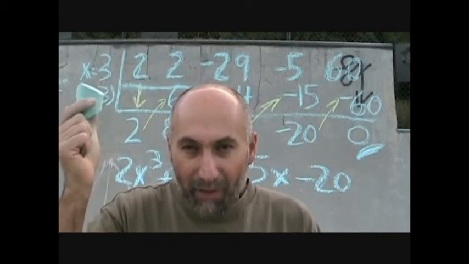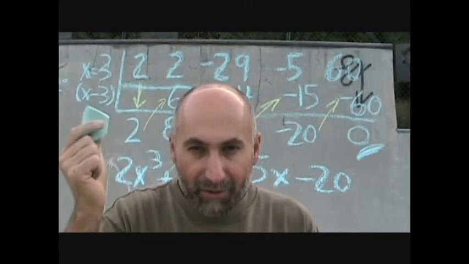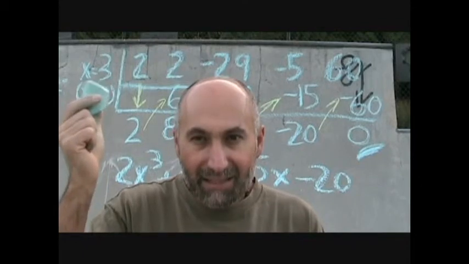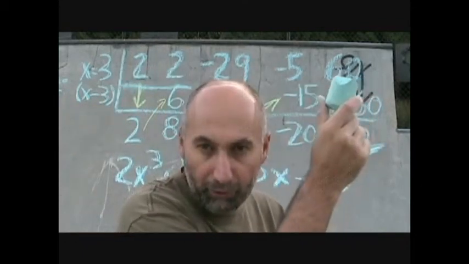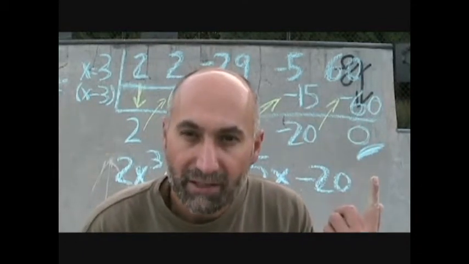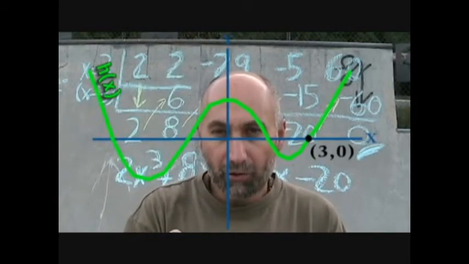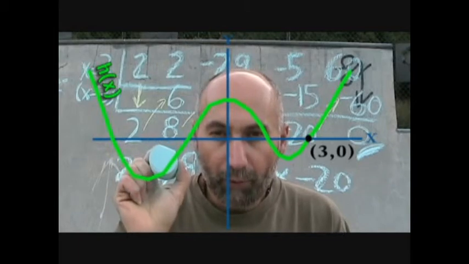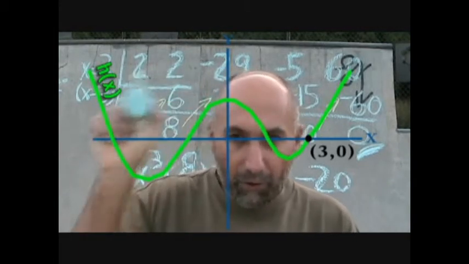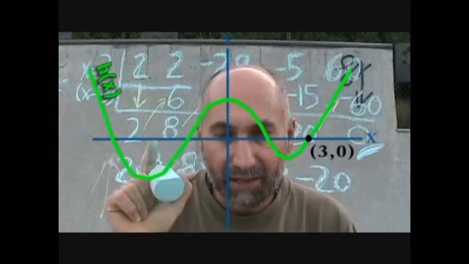And what does x minus 3 being a factor mean? It means when x is equal to 3 in the original polynomial, the y is 0, so it crosses the x-axis at x equals 3. So on the Cartesian coordinate system, we just found one point where our original polynomial crosses the x-axis.